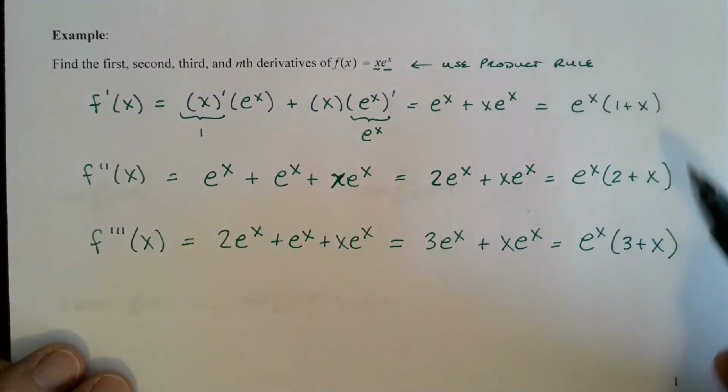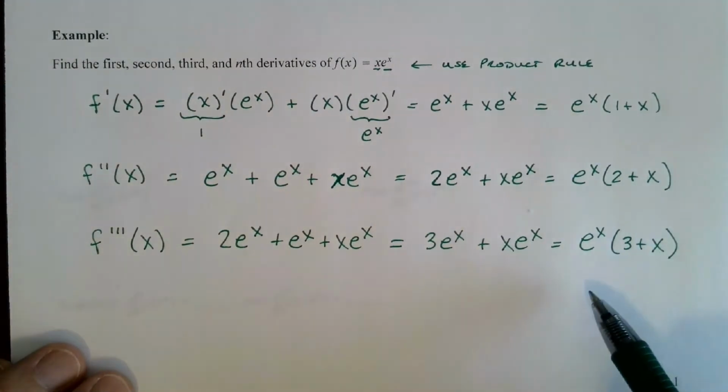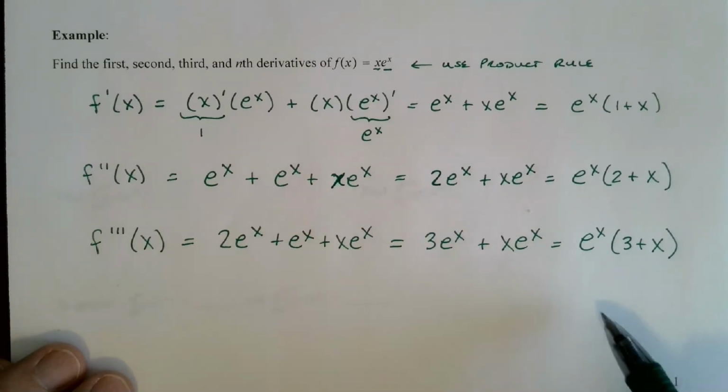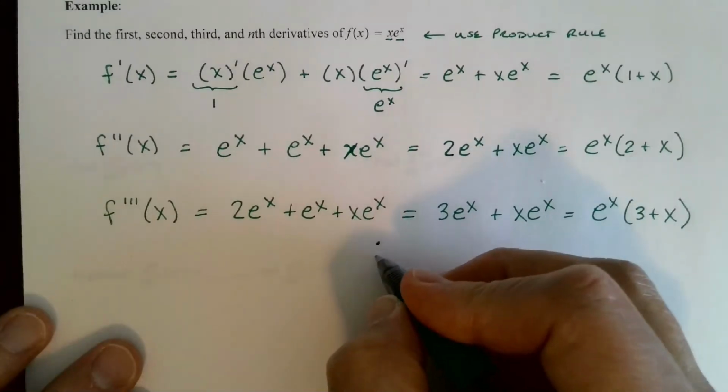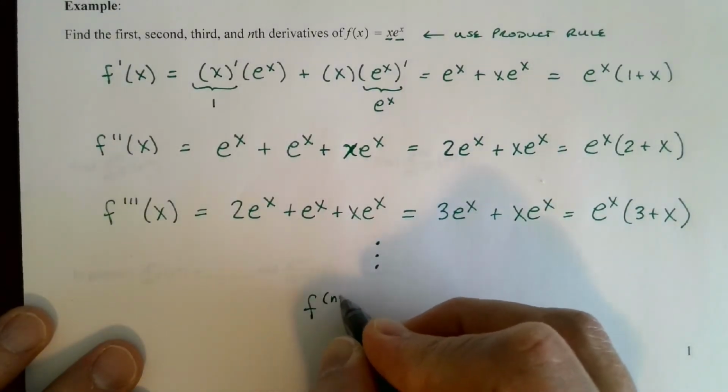The next one, right? First derivative is this, second derivative this, third derivative this. What's the fourth derivative going to be? e to the x times what? 4 plus x. Fifth derivative would be e to the x times 5 plus x. And so on. So if that pattern continues, what is the nth derivative going to be, which is written this way?